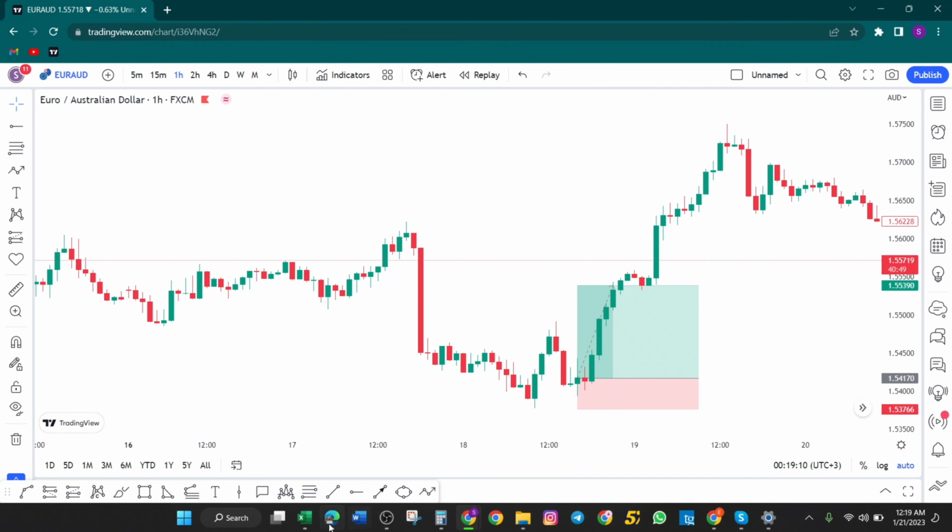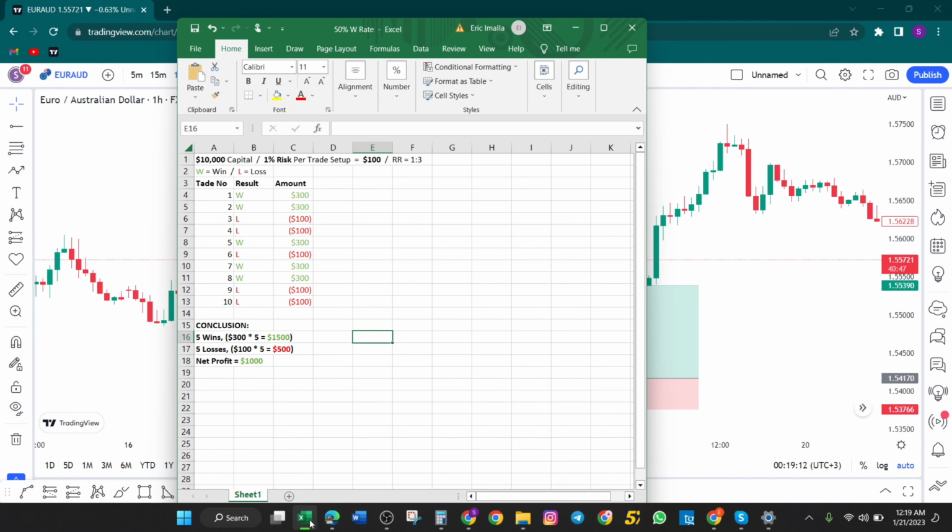So I've created a table here. As you can see, let's assume we have a $10,000 trading account. We are risking 1% per trade. That means every trade we are risking $100, right? In case we hit stop loss, how much are we losing? We're losing $100. Then our risk to reward ratio is 1:3, meaning every time we hit profit, we'll be winning 3 times our risk.